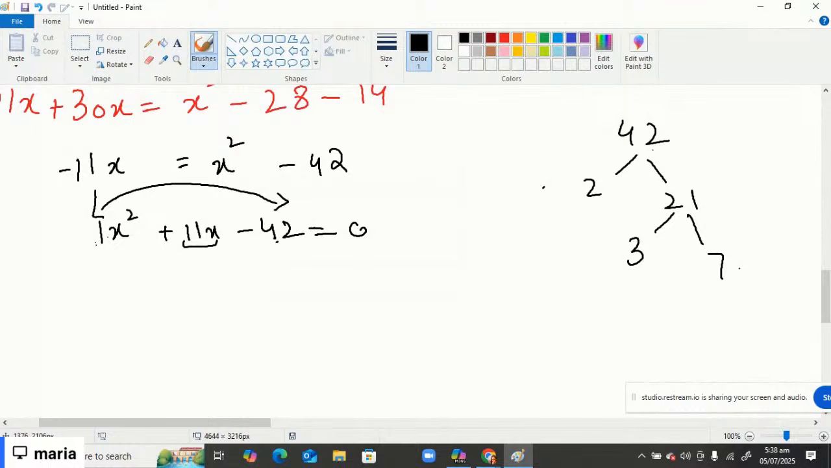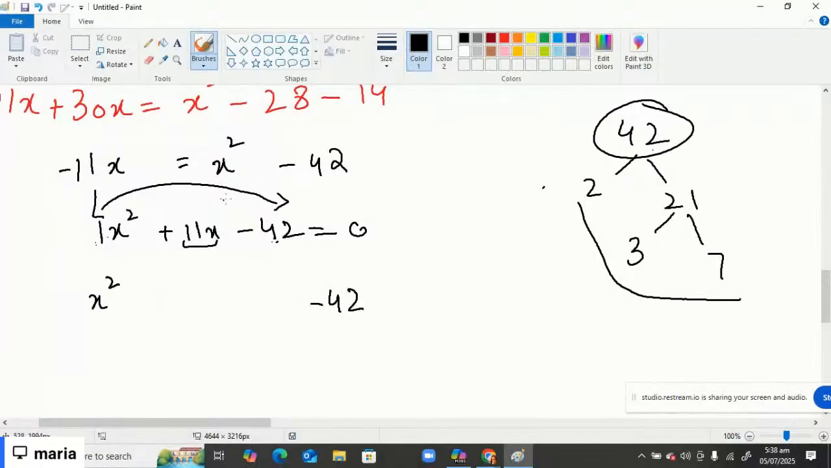Now let's do it here. There are three factors. So what we do first of all, we multiply the first and the last digit, then we make the factors. But the first digit and last digit stay as they are, we split the middle one. So which two digits we put out here, when we multiply, we get the answer 42, but when we add or subtract, we get the answer 11.